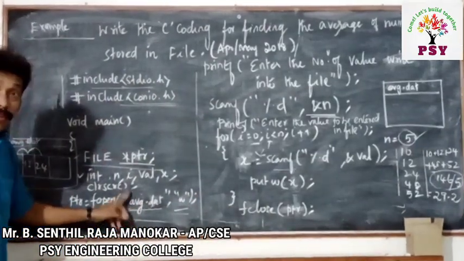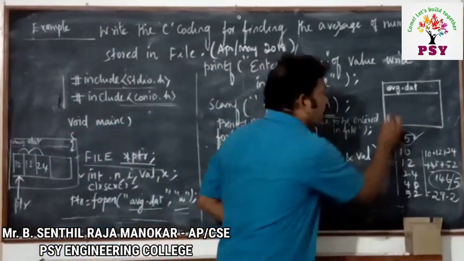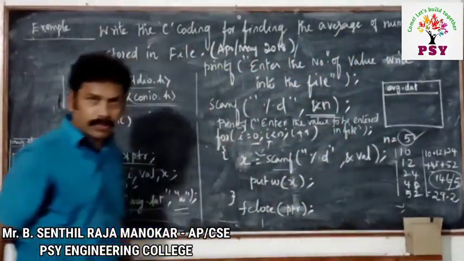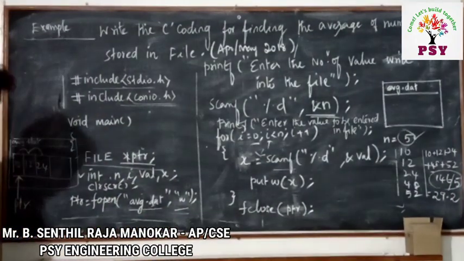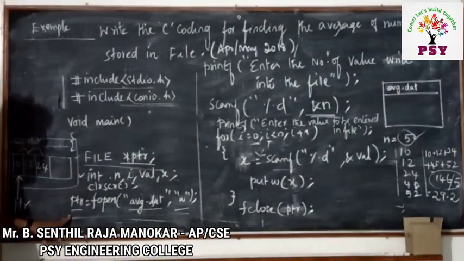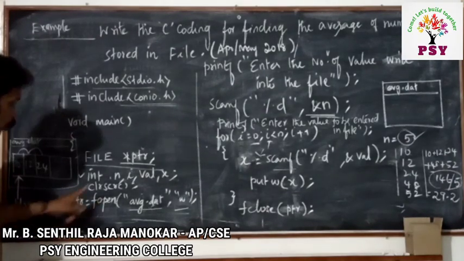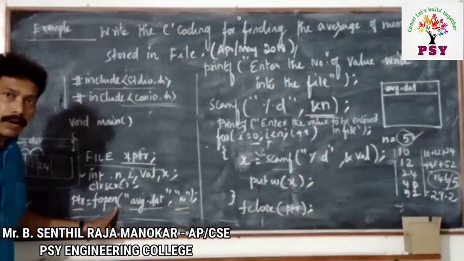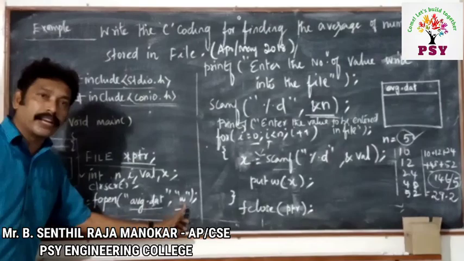Then this file, what mode are we creating? We are creating write mode. We are going to write the data inside the file. So write mode we have created here, assigned to the file pointer variable ptr. The file pointer variable will help you to open your file. The name of the file is avg.dat and the mode of the file is write mode.